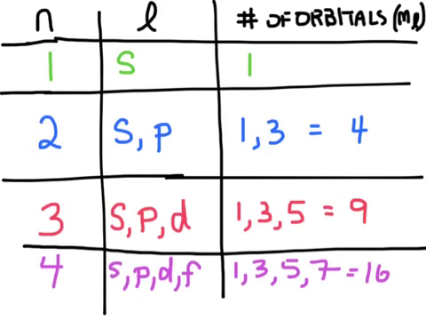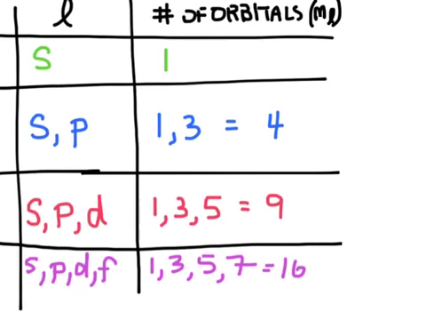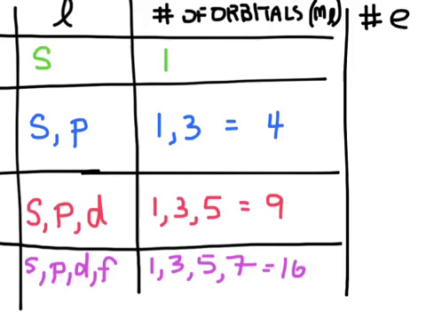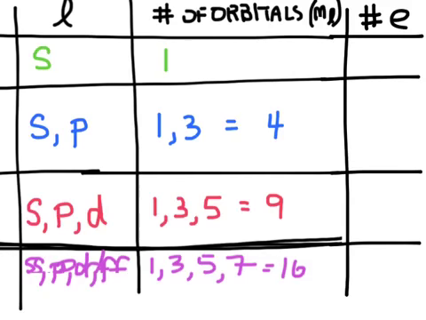And let me add 1 column to the right here, because now that we know how many orbitals there are, and we know that each orbital can only hold 2 electrons, let's write down how many electrons each of these energy levels could hold. In the first energy level we can have 2 electrons. In the second energy level we're going to have 8 electrons. In the third energy level we'll have 18 electrons. And in the fourth energy level here we'll have 32 electrons.